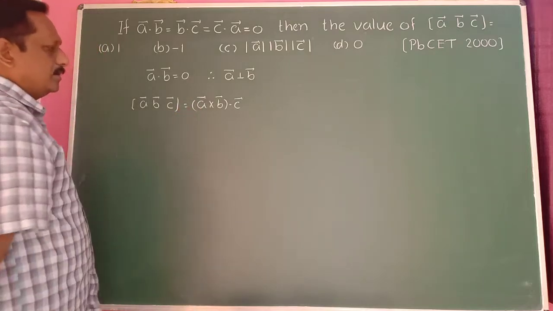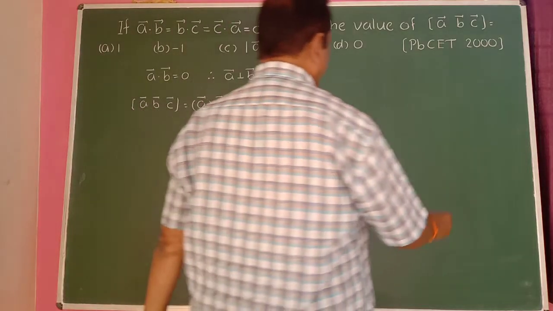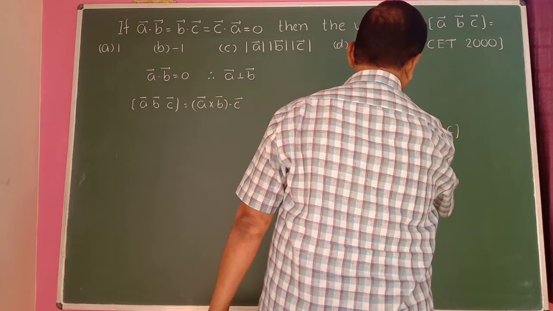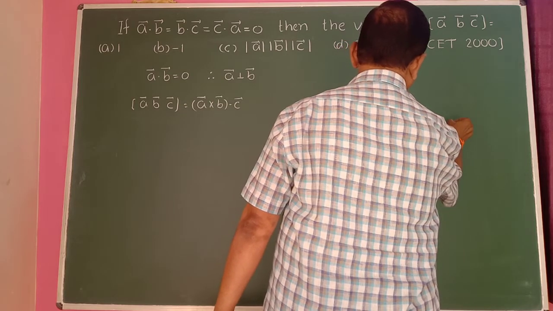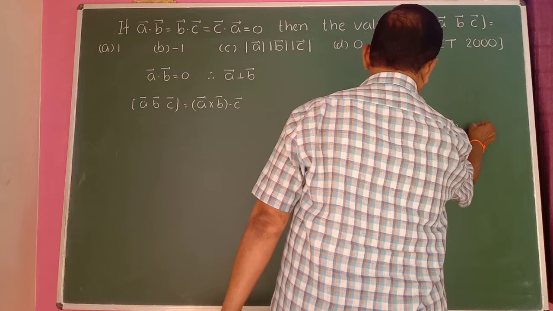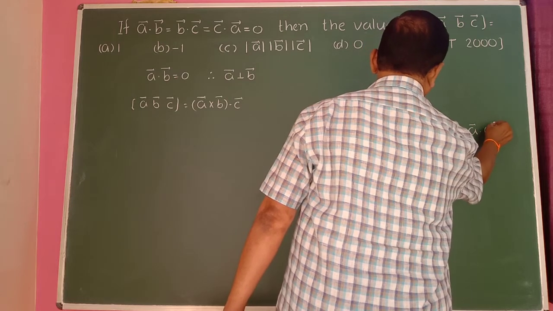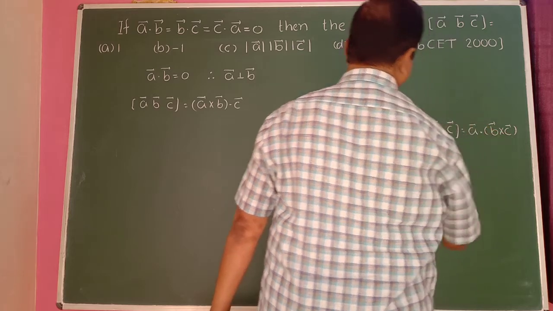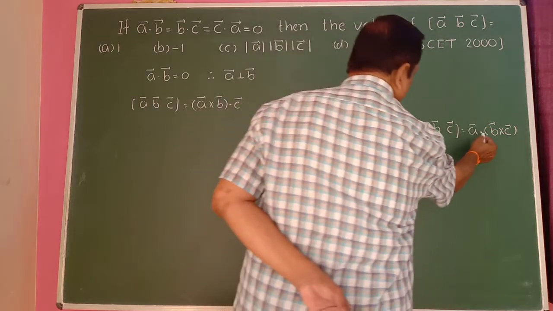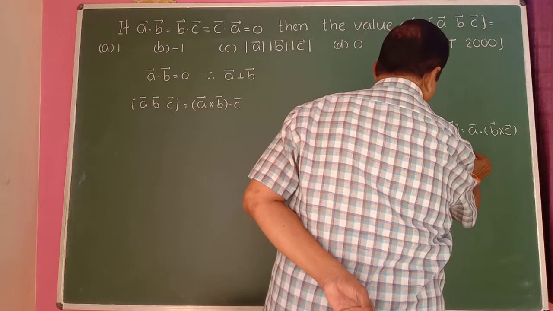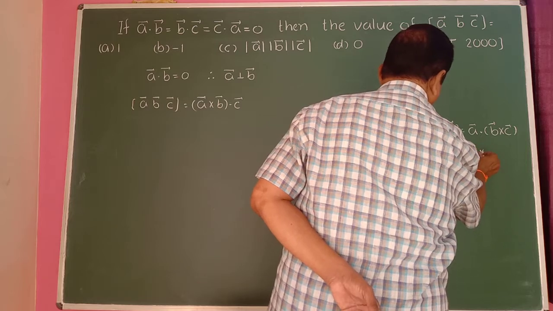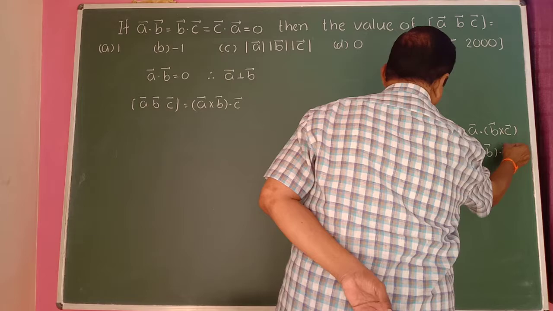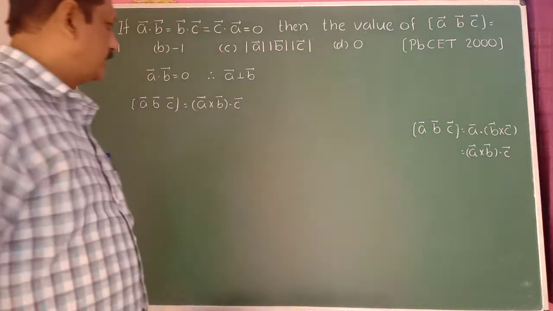Here dot and cross can be interchanged. You know the scalar triple product A bar B bar C bar is equal to A bar dot B bar cross C bar. This is the scalar triple product. Here the dot and the cross can be interchanged, and the value remains the same: A bar cross B bar dot C bar. So we are using this result.